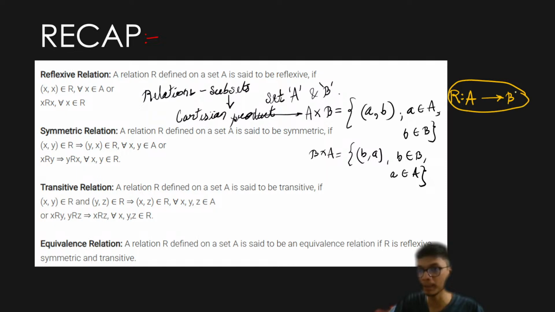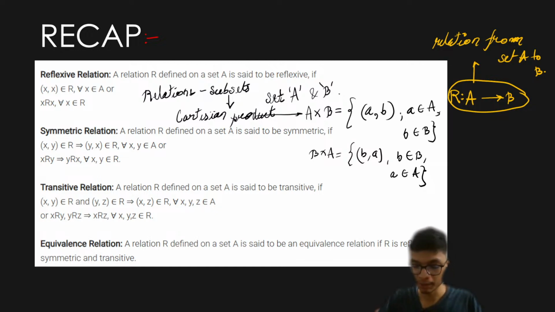This basically implies that R is a relation from set A to B. Whenever I write R from A to B, it means the relation goes from set A to set B. So we perform the Cartesian product A cross B, and then all the possible subsets of A cross B are called relations from A to B.